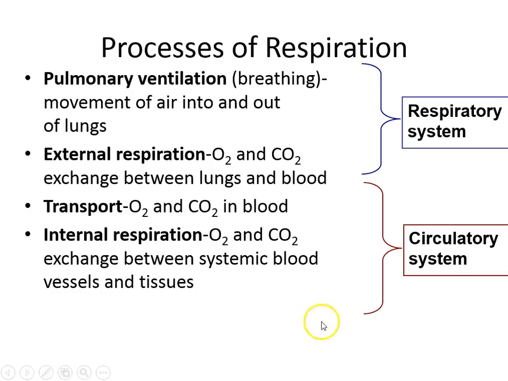And you could also add that fifth step, cellular respiration. At the mitochondria, our cells take sugars, break it down using oxygen to make energy, water, and carbon dioxide. So those processes, the first two, pulmonary ventilation and external respiration, are accomplished by the respiratory system. Transport and internal respiration accomplished by the circulatory system.